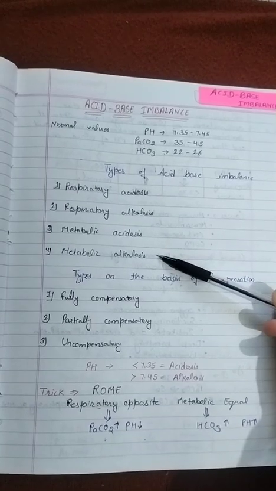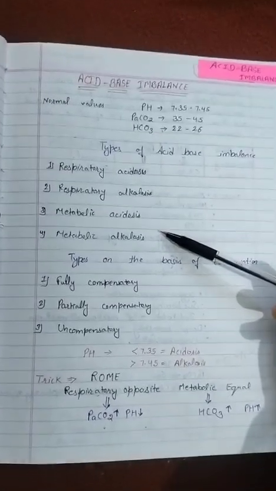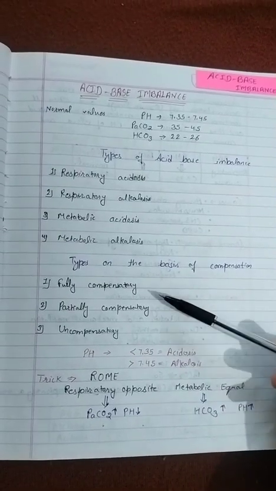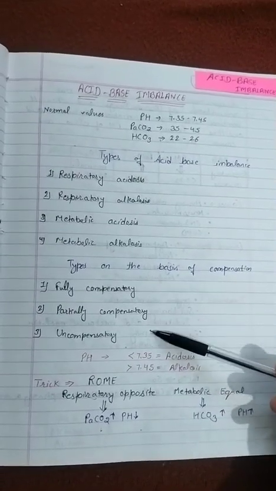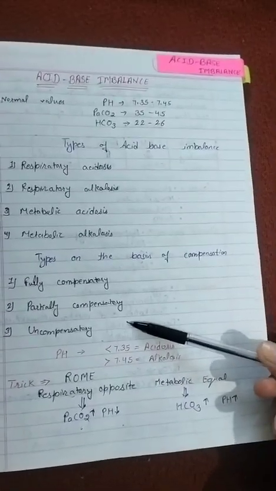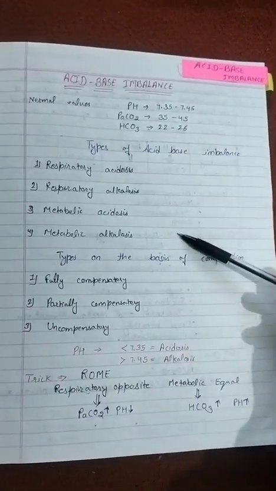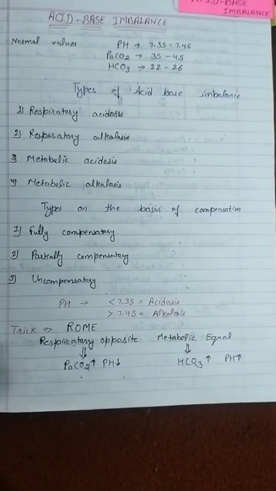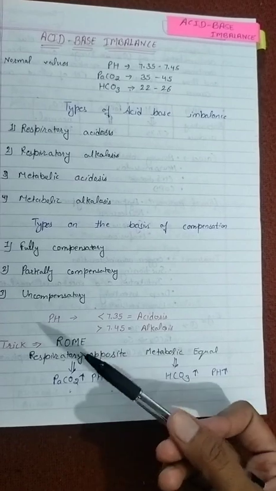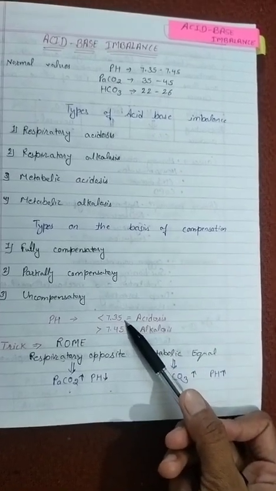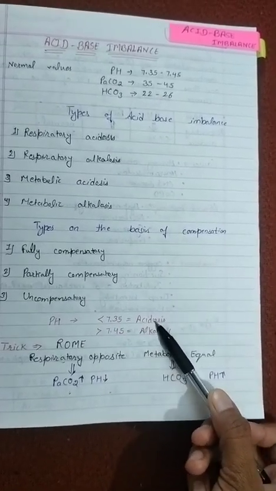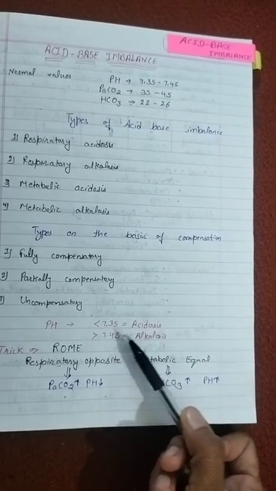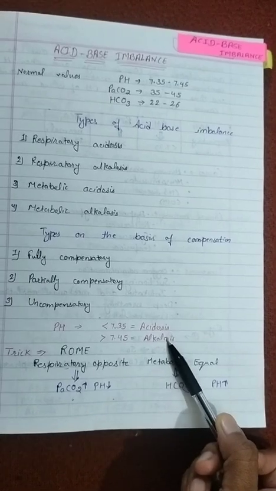There are four types of acid base imbalance: respiratory acidosis, respiratory alkalosis, metabolic acidosis and metabolic alkalosis. There are also three types on the basis of compensation: fully compensatory, partially compensatory and uncompensatory. We will learn about the four types in this video, and these three types we will cover in the next video. Here you can see if the pH is less than 7.35, then we say it is acidosis, and if the pH is more than 7.45, then it is alkalosis.